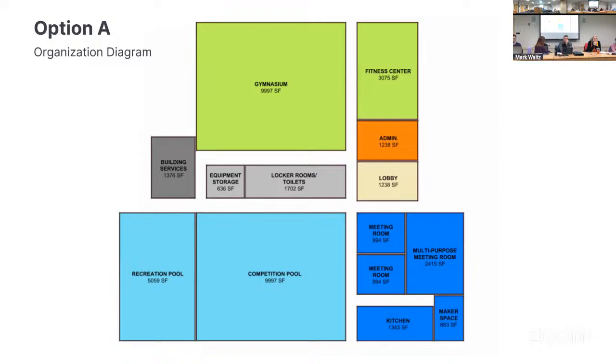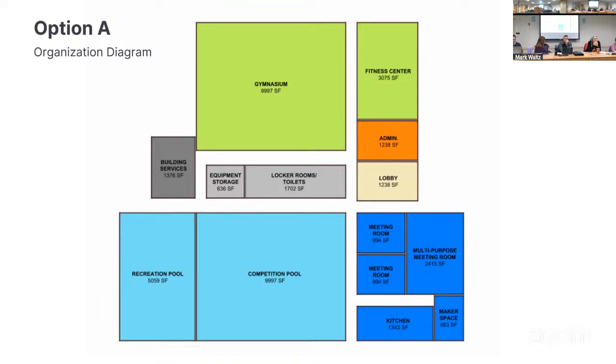At the very top, we have a gym in the large green. We have a fitness center to the front of that now. So we've kind of flipped that. It used to be behind on the left-hand side, but that fitness center has moved to the front. And then you have admin and lobby that are all stacked on the right-hand side. You have the pool, the blue on the bottom, with the competition pool and the recreation pool.